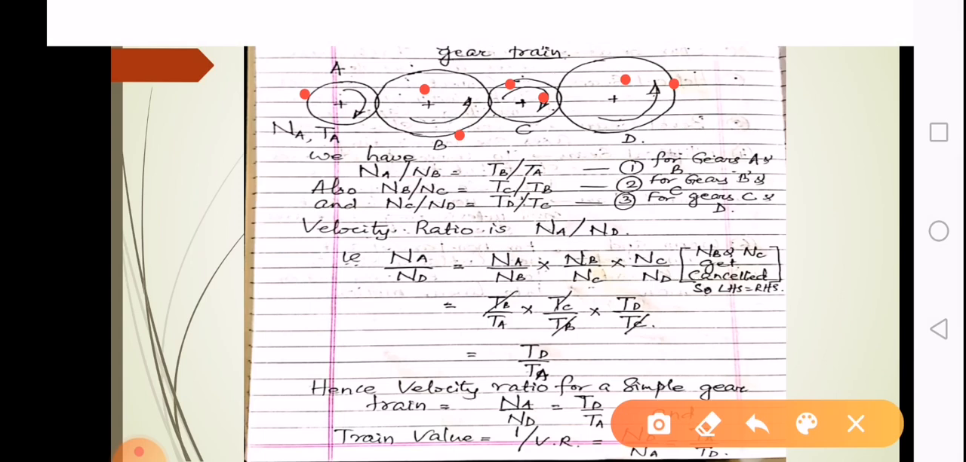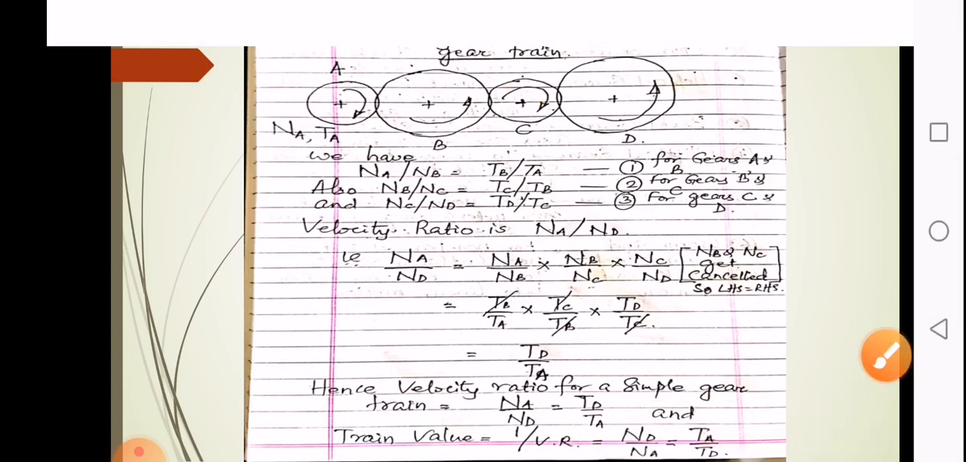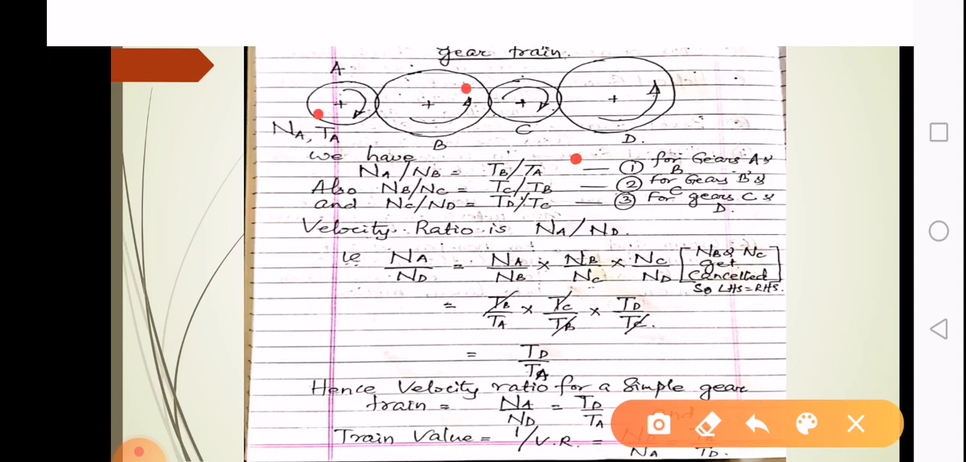Looking at the previous slide, we can write NA upon NB, that is the velocity ratio between only these two gears, A and B. So NA upon NB will be equal to TB upon TA. Similarly, if I consider gears B and C, then NB upon NC is equal to TC upon TB. Now I consider gears C and D, so NC upon ND will be TD upon TC.